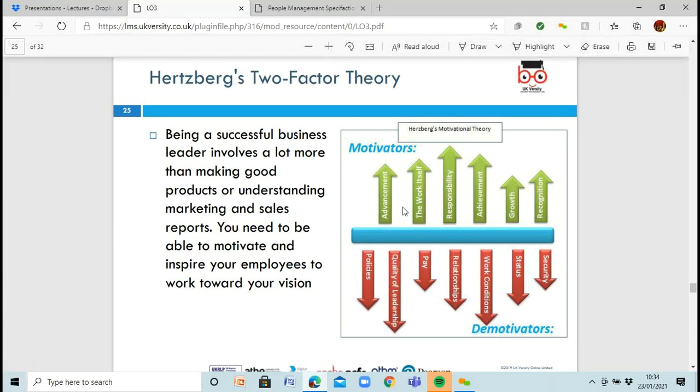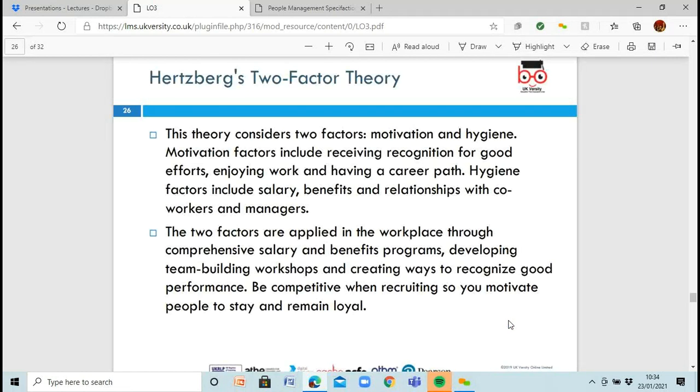So if we refer to this image here, we've got a few arrows going upwards and a few arrows going downwards. So we've got motivators and demotivators. In the green, the motivators are advancement, the work itself, responsibility, achievement, growth, and recognition. And then demotivators are the policies, the quality of the leadership, pay, relationships, work conditions, status, and security.